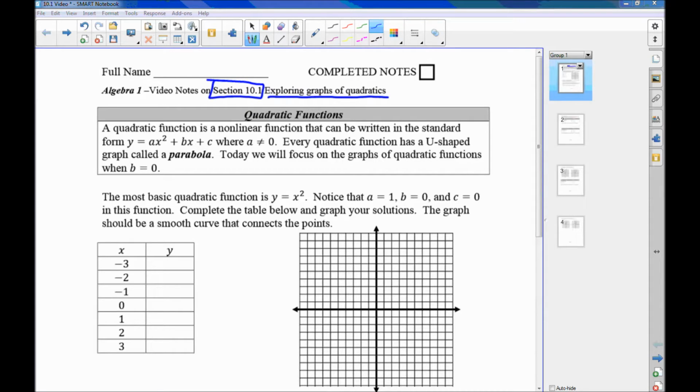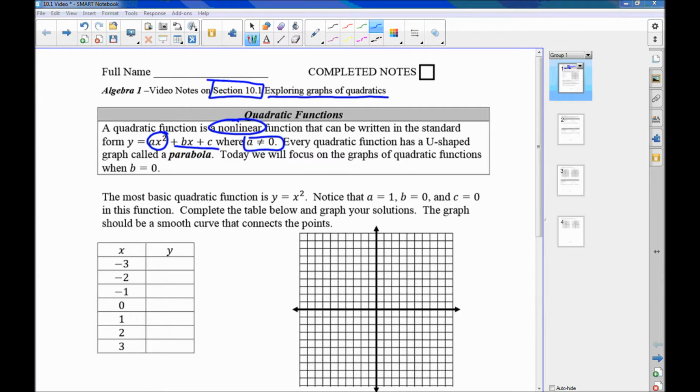So a quadratic function is a nonlinear function. This means it doesn't make a line. Okay? That can be written in standard form of y equals ax squared plus bx plus c. And a cannot be 0. That makes sense because if a was 0, this term would go away and we'd be left with the equation of a line. Okay?